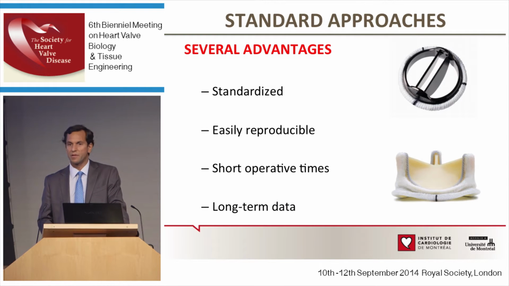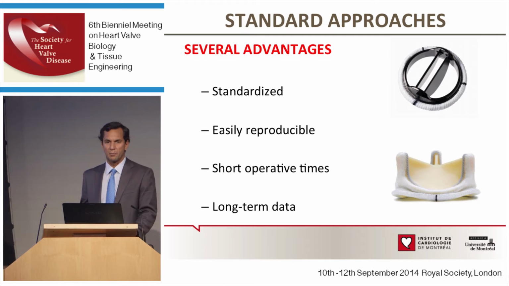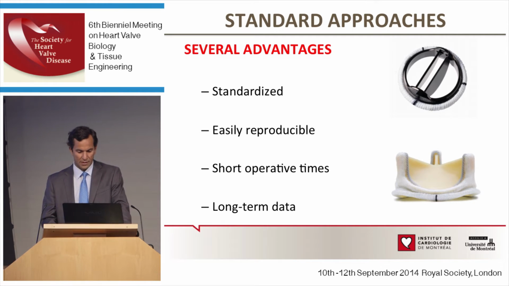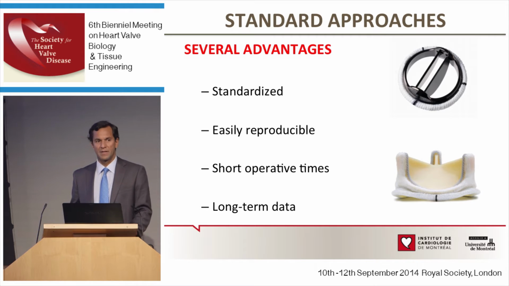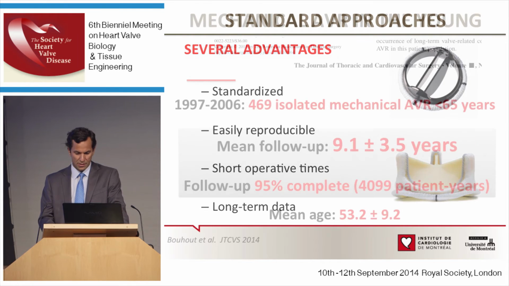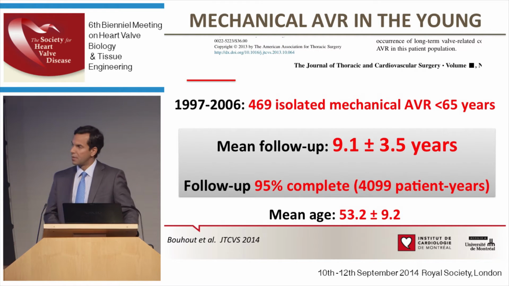Now, standard approaches, as you know, are mechanical prosthesis or tissue prosthesis, and these have several advantages. They're standardized operations, they're very easily reproducible, the operative times are short, and we have rather solid long-term data with these prostheses. Now, if you look at the long-term data with standard aortic valve replacement, the data is actually quite humbling, and these are some of the papers that are out there.